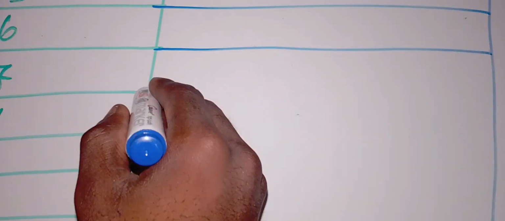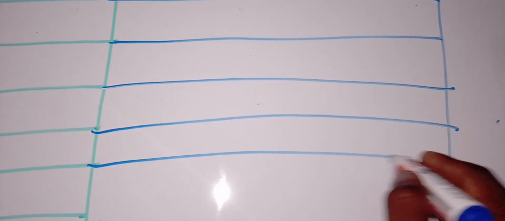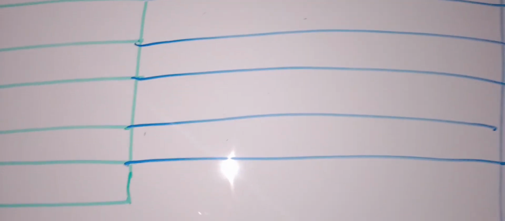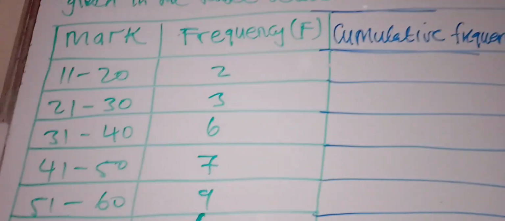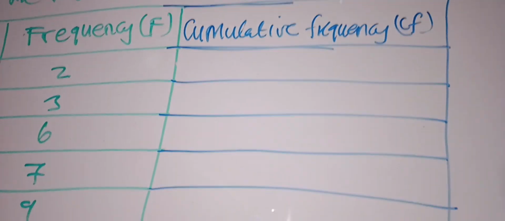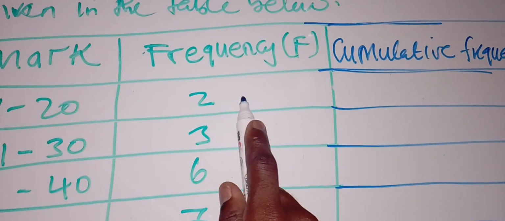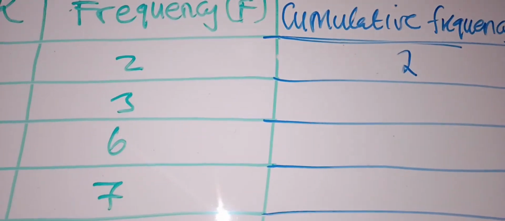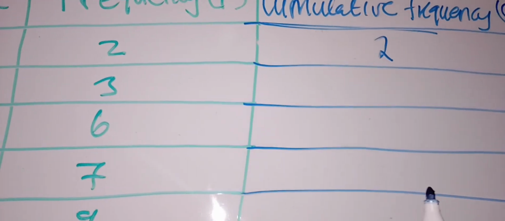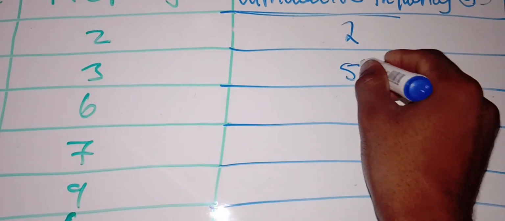Put it on the table, extend it like that. When you are doing this in an exam room, you just copy the table the way it is and then add the cumulative frequency column. Remember, we are accumulating now, so 2 will come just like 2, it's the starting point. Then 2 plus 3 is 5.